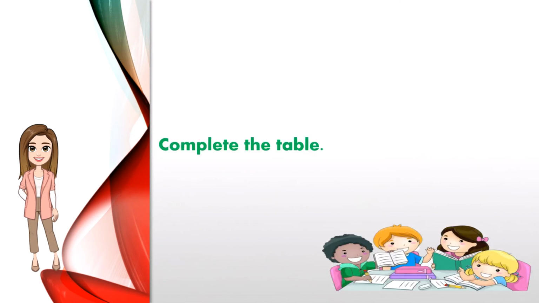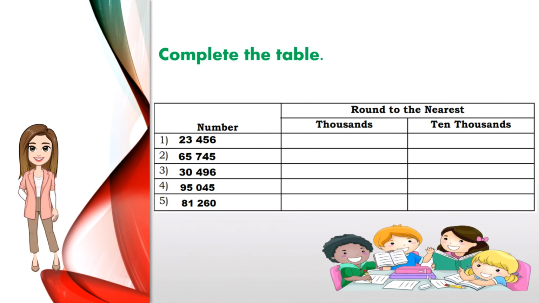Let us check your understanding. Complete the table below. Round the following to the nearest thousands and 10,000s. For number 1, 23,456. Number 2, 65,745. Number 3, 30,496. Number 4, 95,045. And number 5, 81,260.